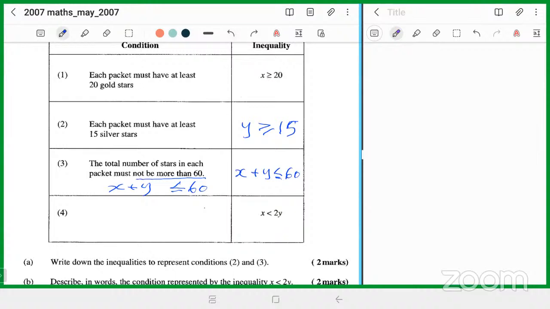That's just saying for every gold one you have 2 silver ones, right? Nope. Read it as it is. Just remember, X is the number of gold stars, Y is the number of silver stars. That's what you have to understand, guys. X is a number of something, Y is a number of something. So just say that. X is the number of something.